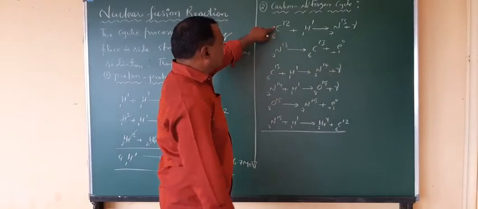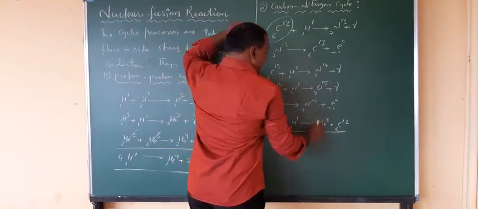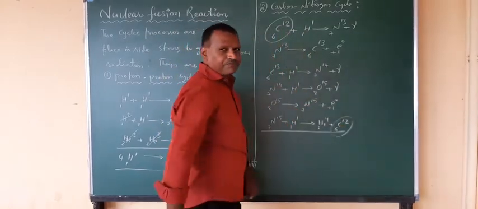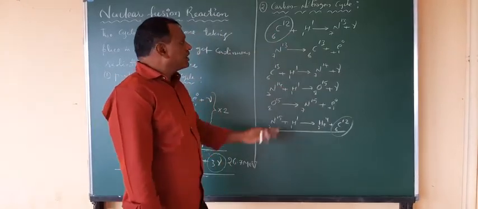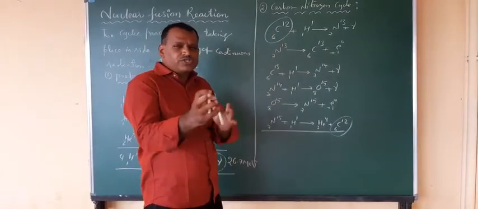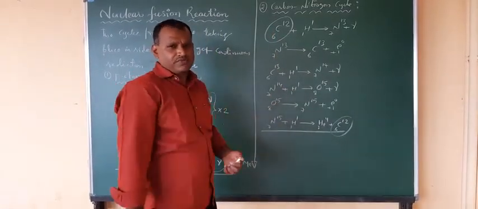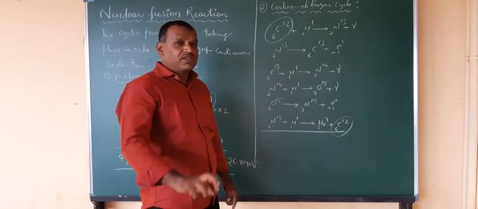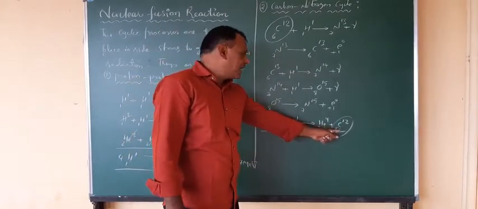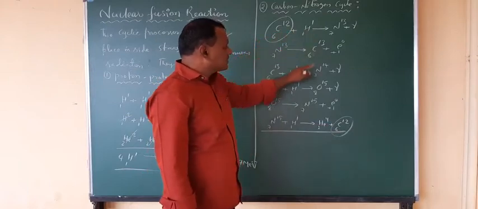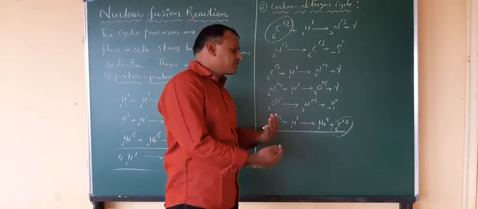It starts with carbon and ends with carbon. Carbon and nitrogen just participate in the reaction in this cyclic process, but at the end you again get the same carbon, and the process starts again. So like this it takes place continuously.